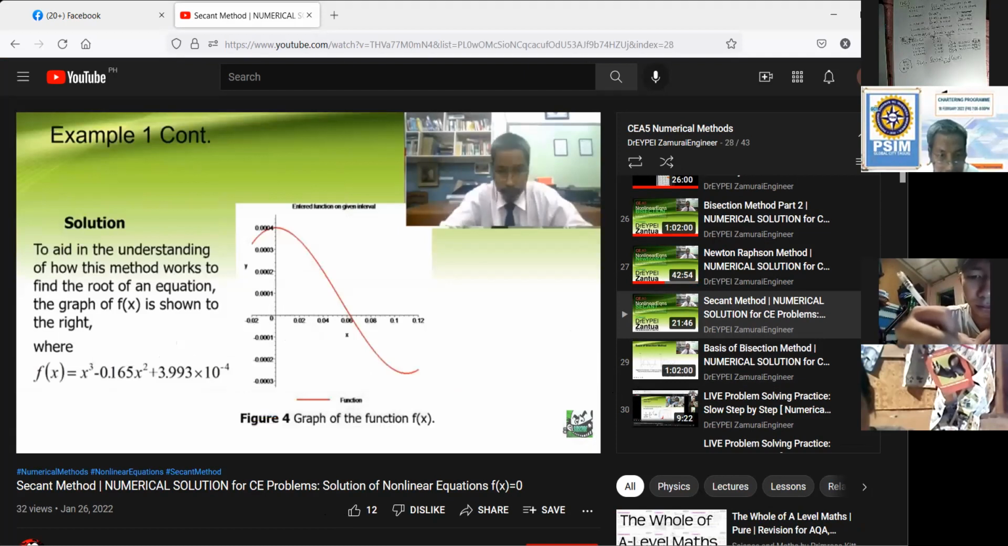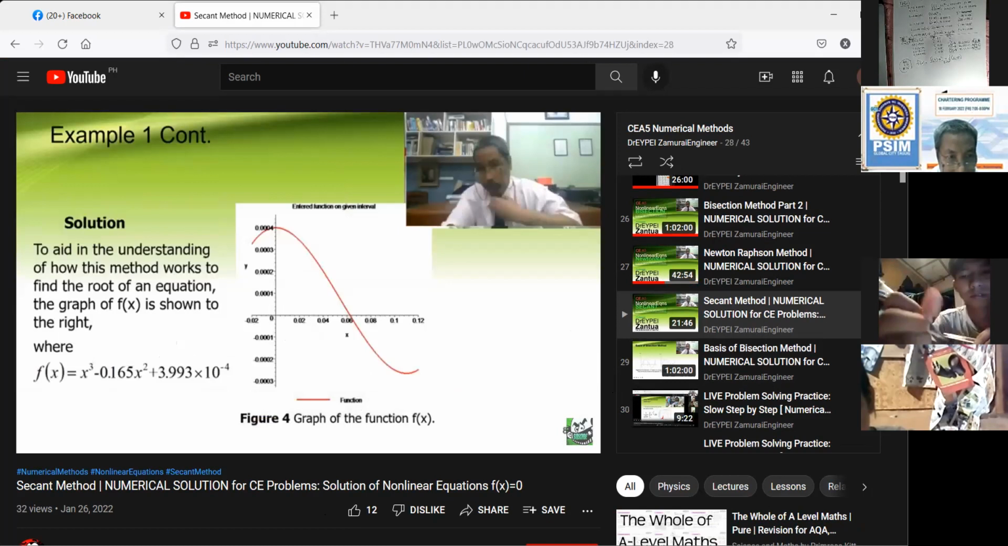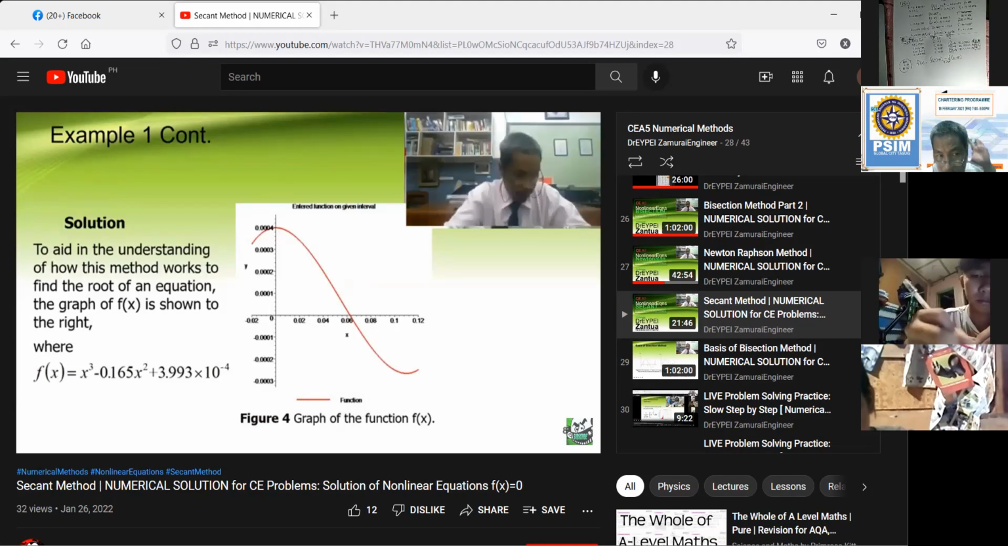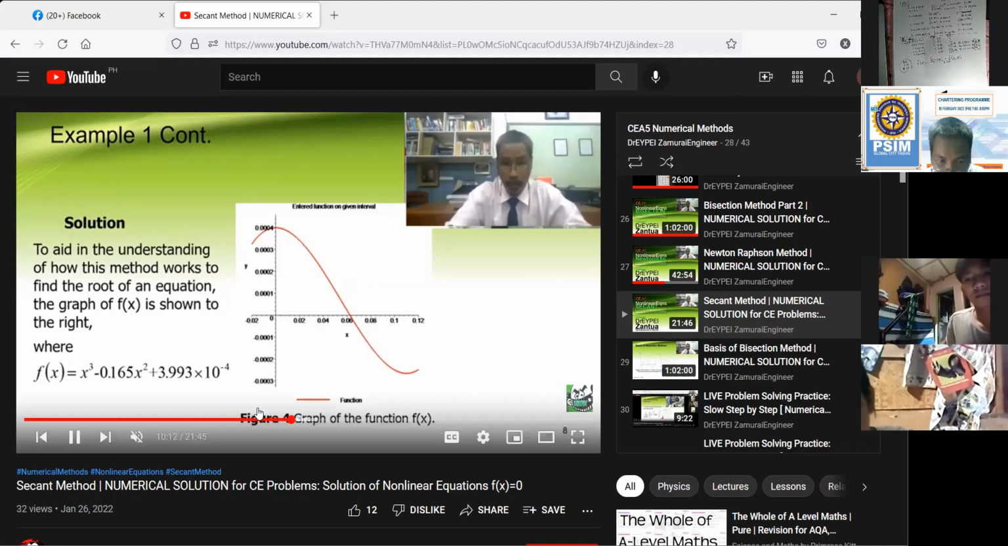Okay, example. To aid in understanding how this method works, find the root of an equation; the graph of it is shown to the right. So we have a given f(x). So, we're going to solve. Okay. So let's use our calculator to solve this.